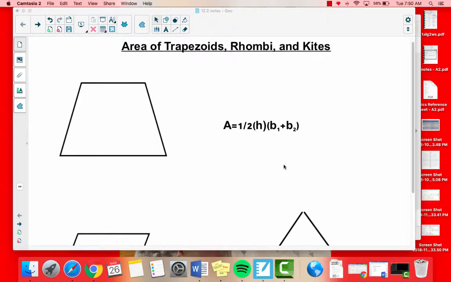Hi class, today we're going to be talking about the area of three different shapes that should hopefully seem familiar: trapezoids, rhombi, and kites. There's going to be two formulas that we're going to use, and we're pretty much just going to jump right into some examples.